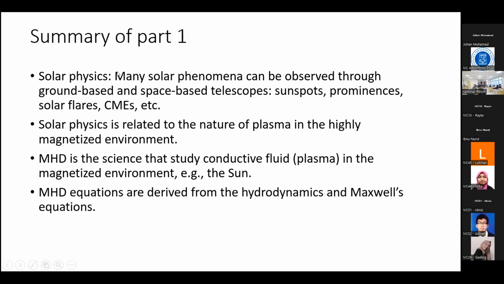Okay, so now we come to the summary of part 1. First, solar physics studies many phenomena that can be observed through ground-based and space-based telescopes, for example sunspots, prominences, solar flares, CMEs, and others. And solar physics is related to the nature of plasma in a highly magnetized environment, because usually the magnetic field in the sun is very strong.